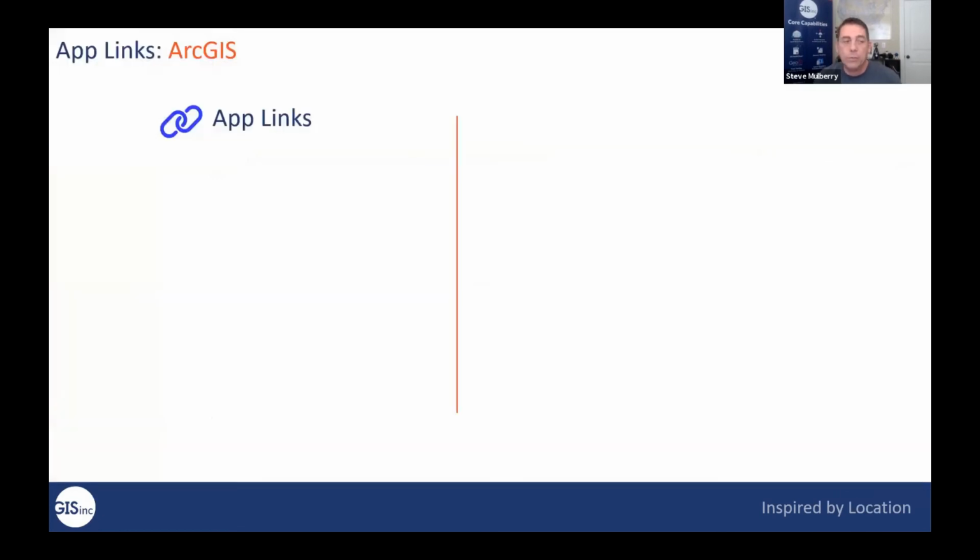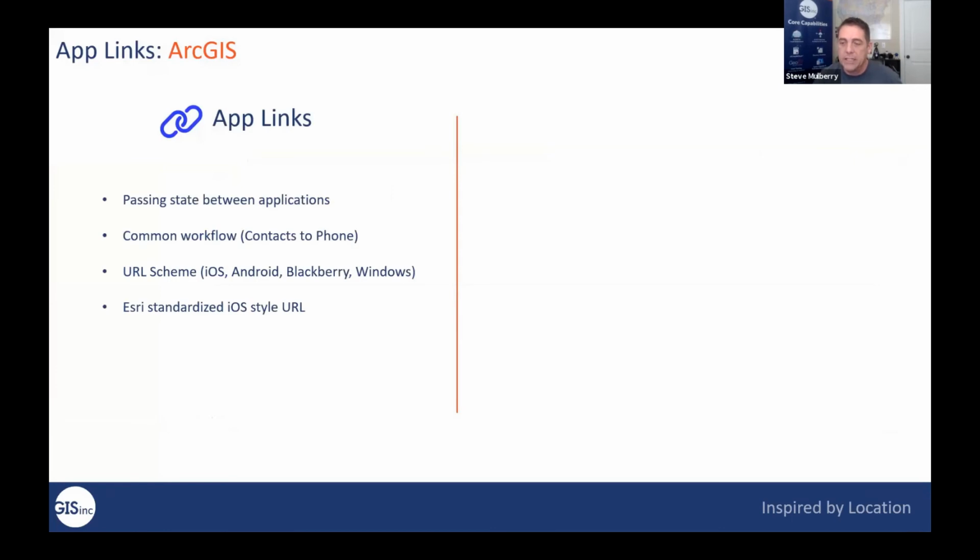All right, so let's move on. We've got application links now. So let's talk about that a little bit here. This, again, gives me the ability to pass the state between one application to another application. And this is a very common workflow. We do this all the time.